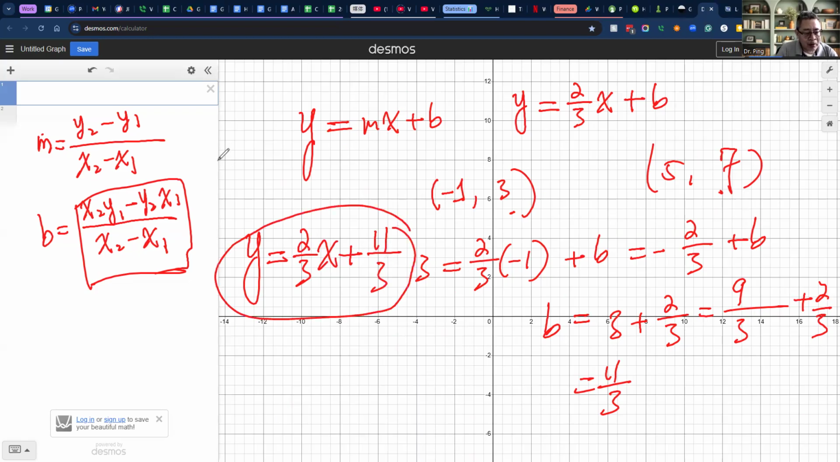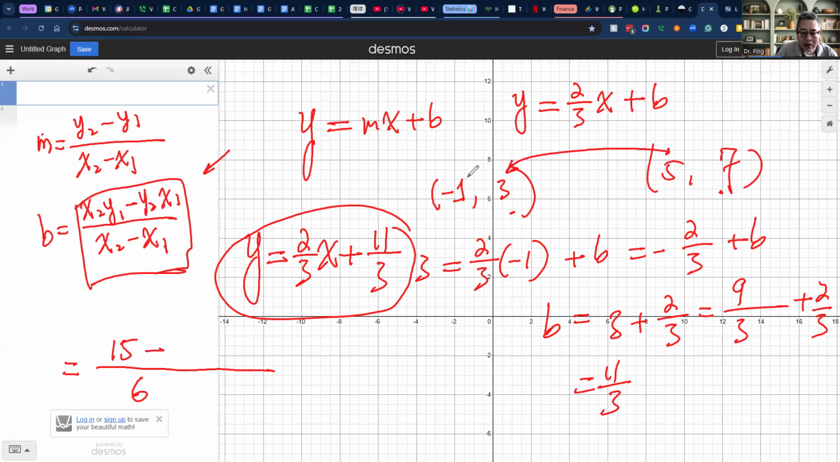Okay. We can also use this one. If we use this one, what we got? We know x2 minus x1. So 5 minus -1 is 6. The top, x2 times y1 is 15.